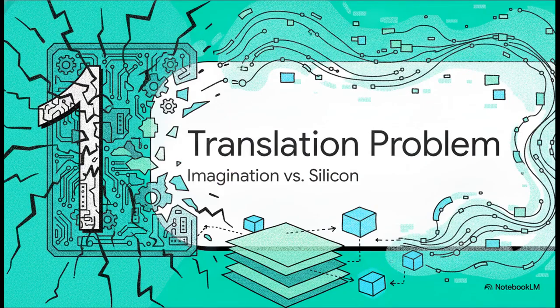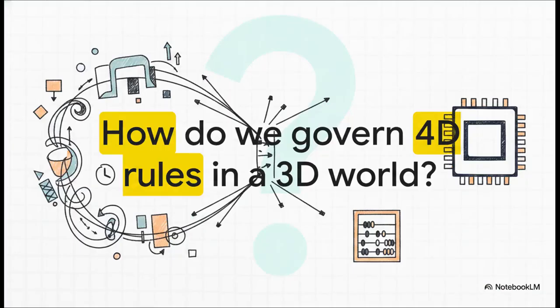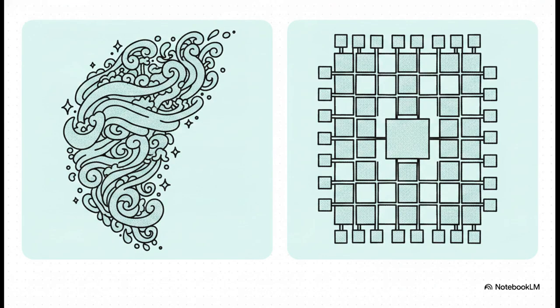Starting off with Section 1, the dimensional translation problem, or human imagination versus silicon. So, here's the fundamental bottleneck. How on earth do we govern four-dimensional rules in a 3D world? We face this massive translation problem when we try to manage high-dimensional temporal rules, things that change over time, using flat, rigid, physical hardware. It is a real clash of worlds. And there is a huge divide here. On one side, we have our messy human intent, what's called OS alpha.